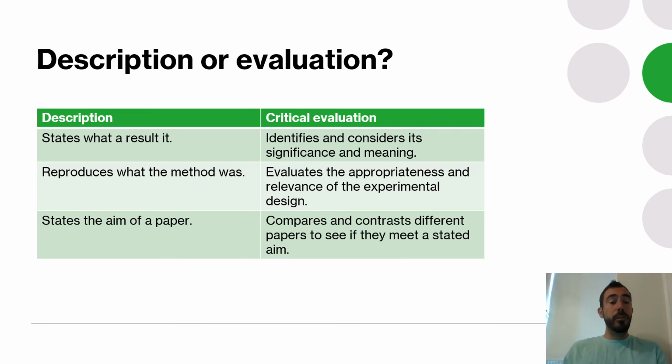And finally, description could be where you simply state the aim of a paper that you have read. Critical evaluation would be reading the aims of many papers within your research area to compare and contrast how they support that aim, to see which may be the best or most opportune way of meeting that aim by conducting a piece of scientific research.